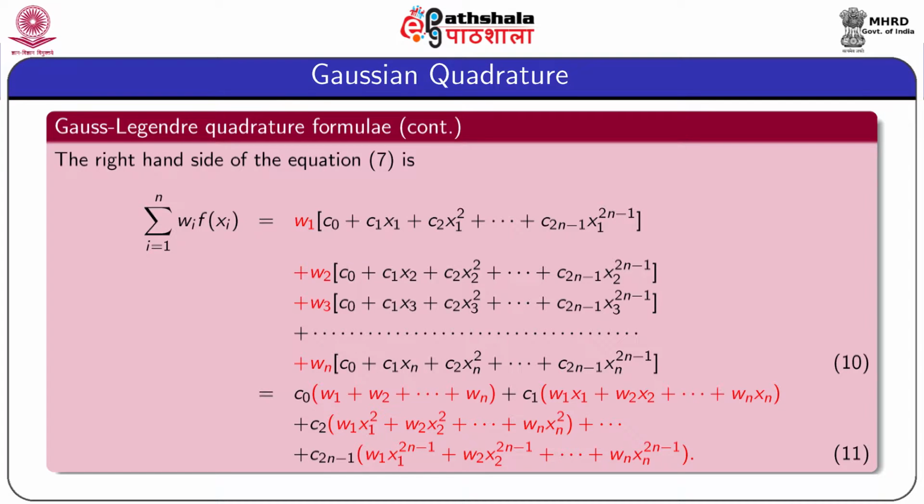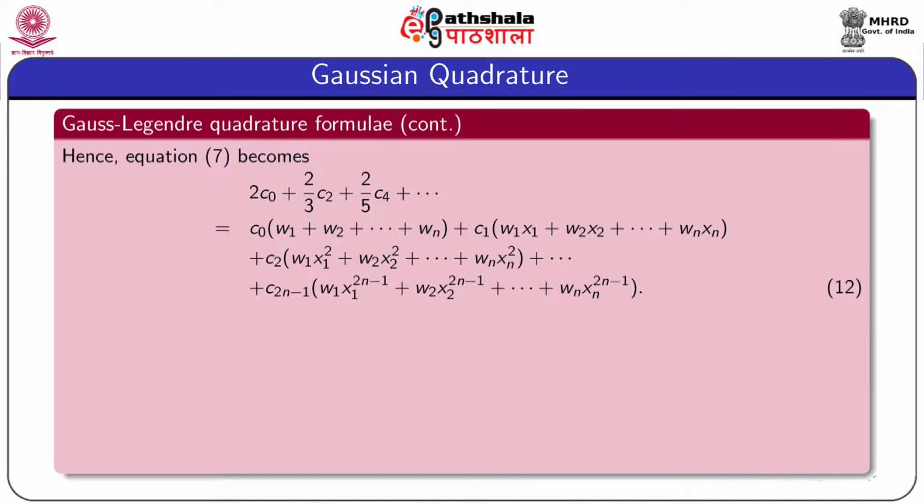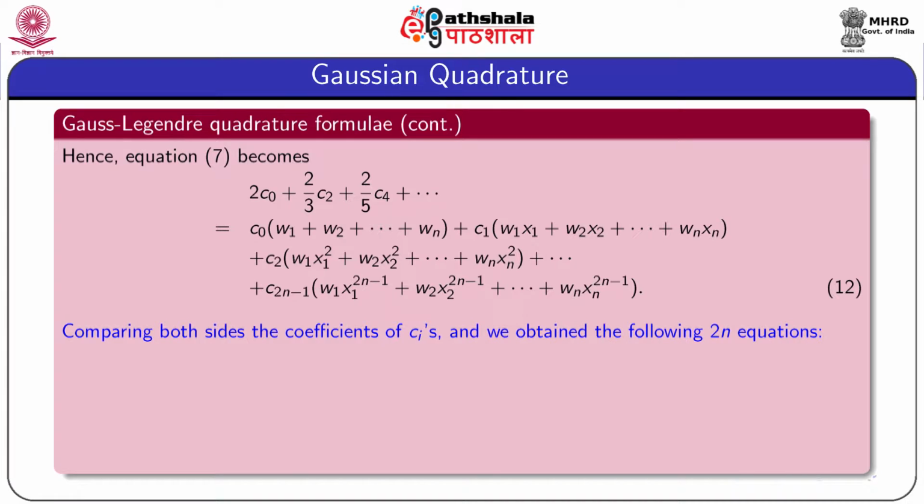So, equation number 11 is the right hand side of equation 7. Hence, equation 7 becomes this one, equation 12, which is the simplified form of equation 7. Now, comparing both sides of this equation for the coefficients of the ci's, we obtain the following 2n equations.